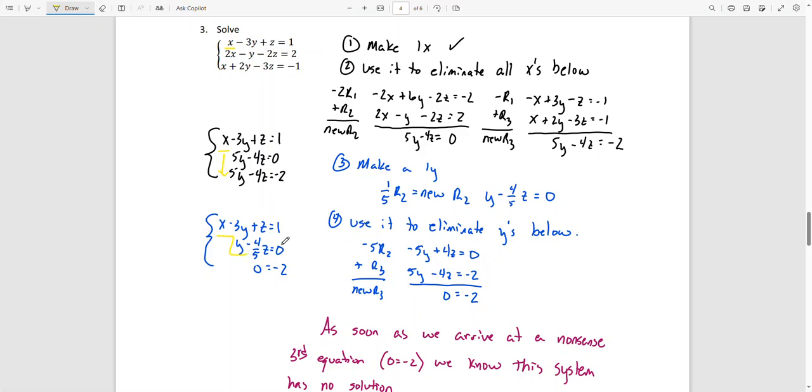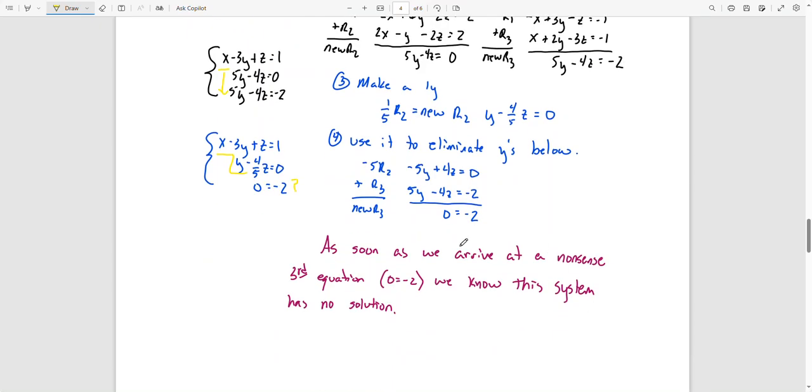But when I use this y minus 4/5 z equals 0 to eliminate all the y's below, I have a y and I have a 5y. So I'll need to multiply by a negative 5. Negative 5 times y, negative 5 times a negative 4/5 z, and negative 5 times 0. Add it to our row 3, and we get a nonsense equation. New row 3 is now 0 equals negative 2, and we know that's not right.